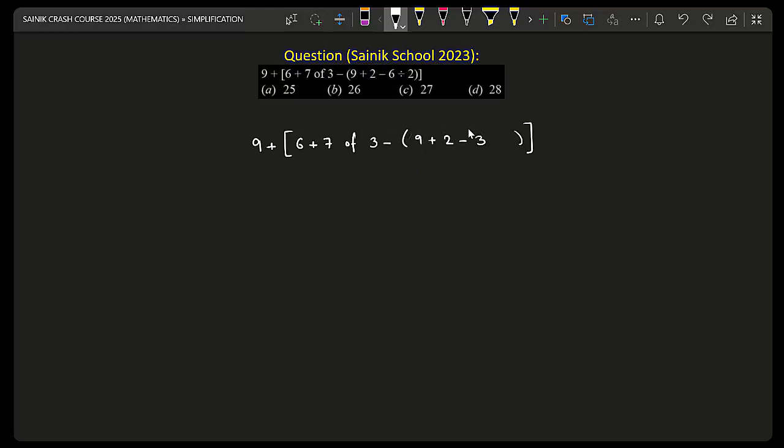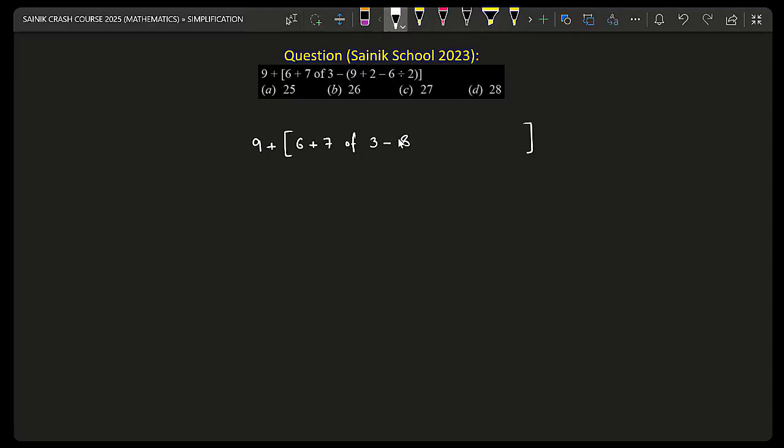Negative. So first add all the positive terms. What is 9 plus 2? 11. 11 minus 3, 8. So in this bracket, there is only 8 remaining. So you can remove this bracket now and write 8. Okay. So this is 8.